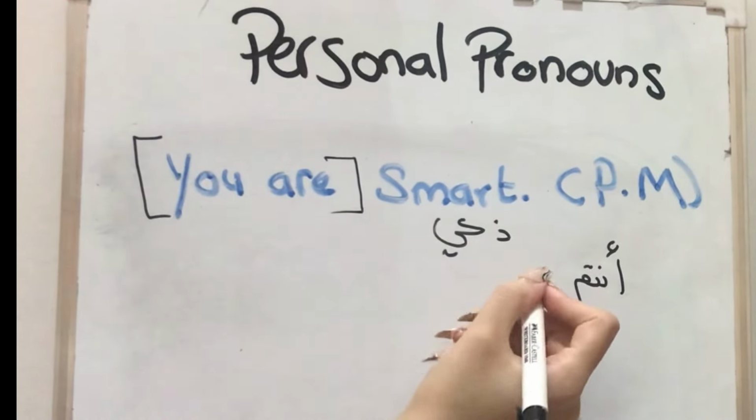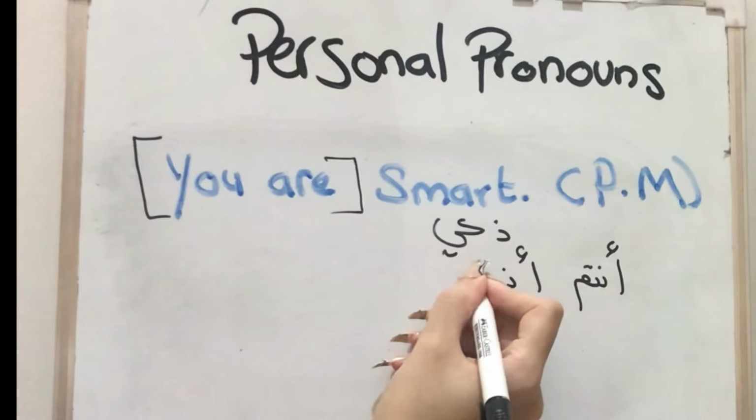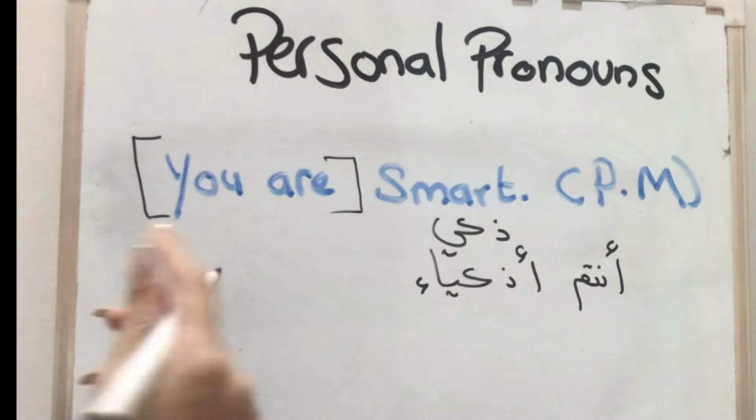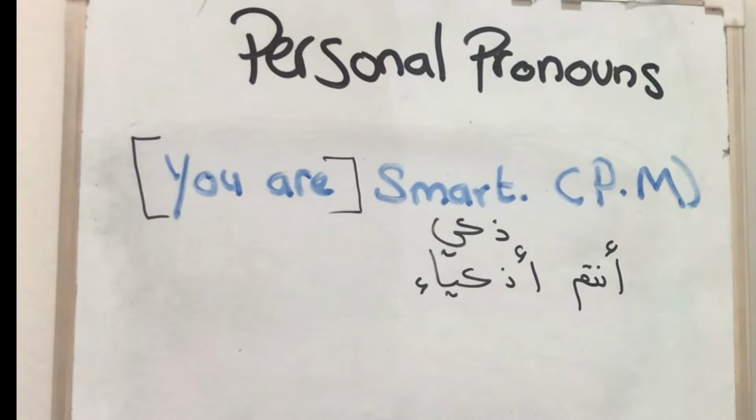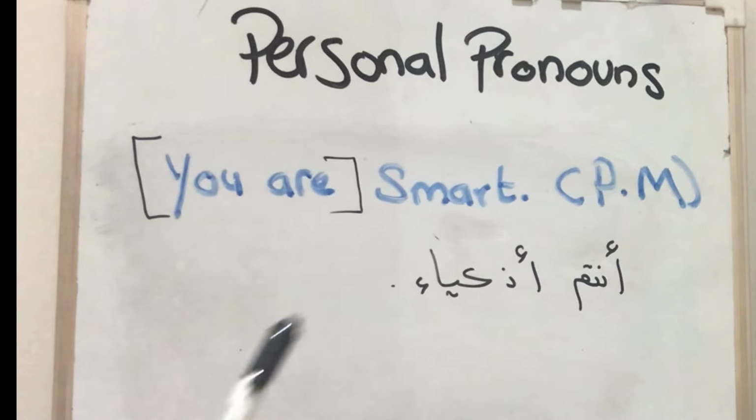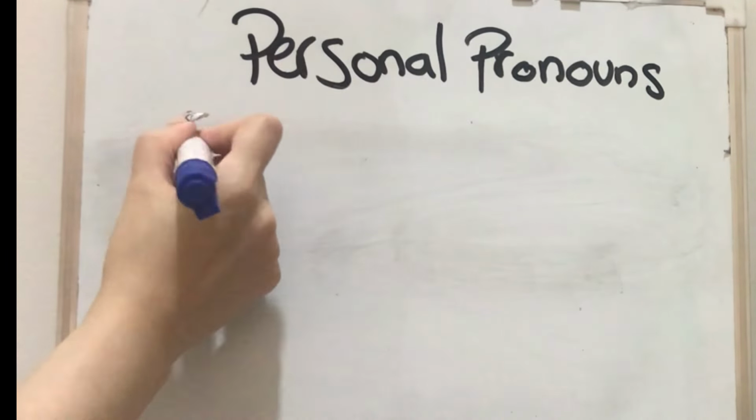It's going to be Athkia. Antum Athkia. That's a new word, the plural of smart.